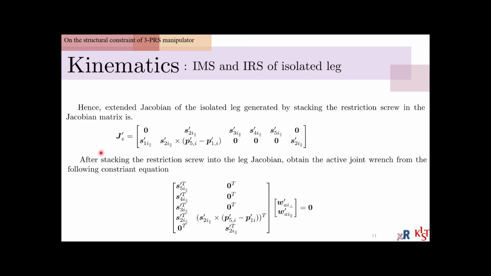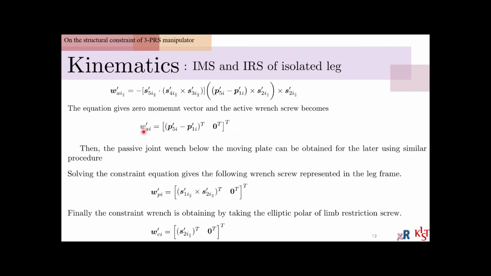Once we have the limb restriction screw, we append that into the limb motion to get the extended Jacobian. After obtaining the extended Jacobian, the active range screws will be obtained by using the reciprocal screw relations. So we obtain the active range screws in the local frame, and also the passive joint screws similarly. By using the elliptic polarity of the limb restriction screw, we obtain the limb constraint.